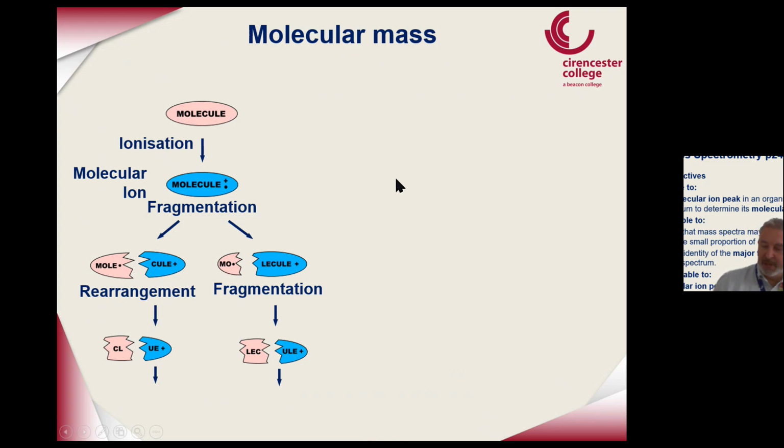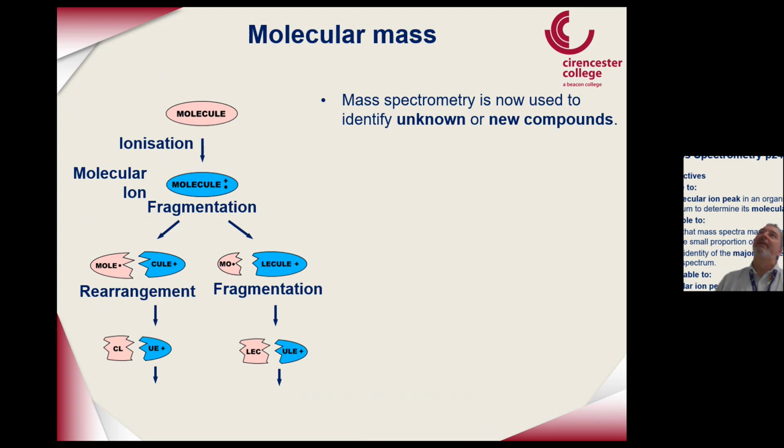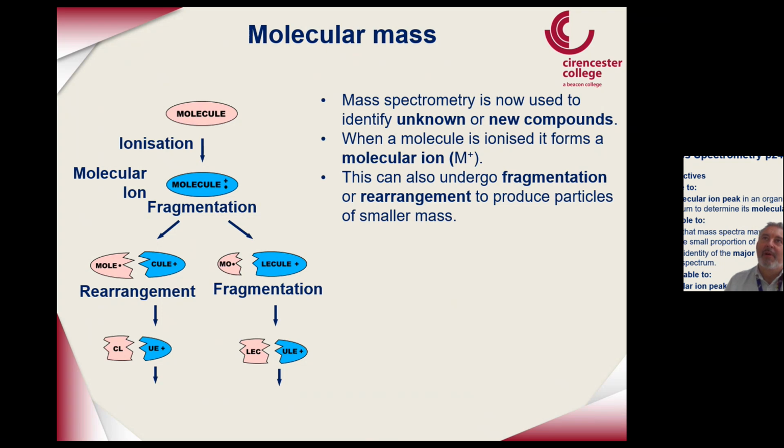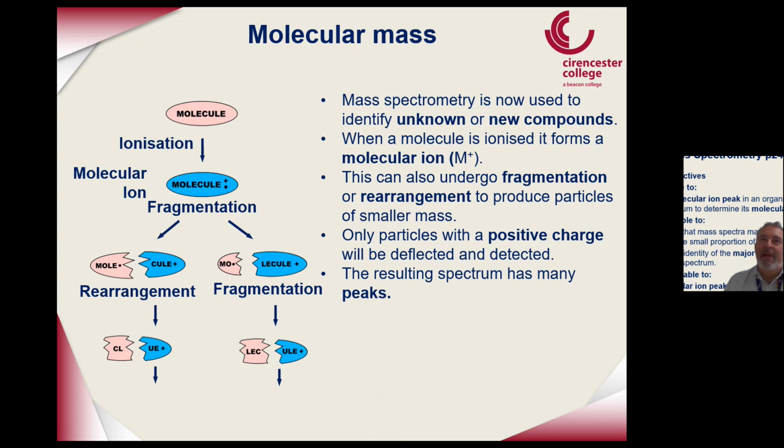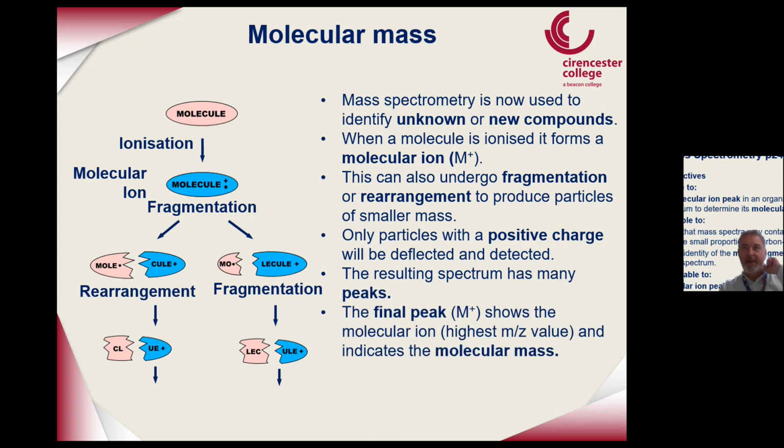So we've got our fragments going down the tube, and it's now used to identify unknown or new compounds. In the past, it would have been useful for known compounds. Unknown ones, it wouldn't work so well. But now, because we can use computers, we can get them to analyze all the fragments and suggest what fragments we've got, and then using a database, they can put it together. So we get the M+ fragment, and we get further fragments. I mean, this is just explaining what I've just said. And we can have several peaks on the spectrum, but the final peak, the M+, is going to give us the molecular ion, which will have the highest value.